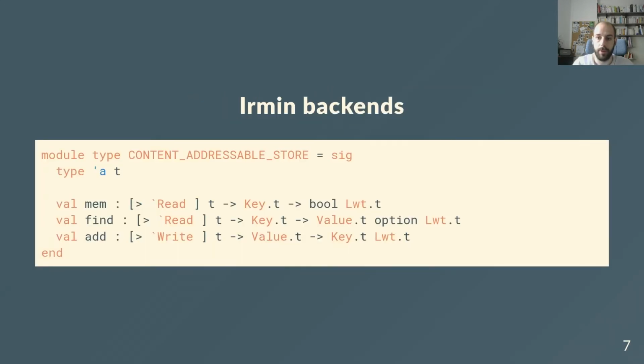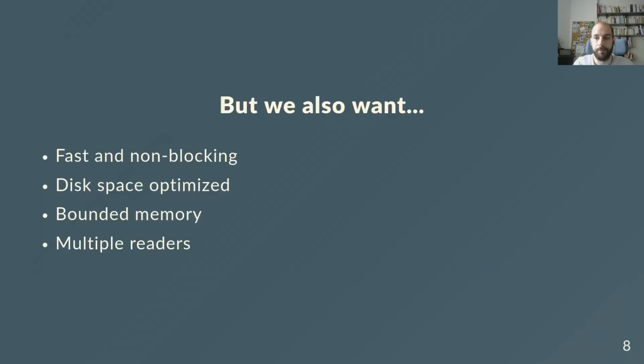An Irmin backend must provide a pretty simple interface. Of course, that can hide an arbitrarily complicated implementation, but the basic operations allow adding and looking up. All the data is content addressable, so that means the data can be retrieved based on the hash. We also have other constraints.